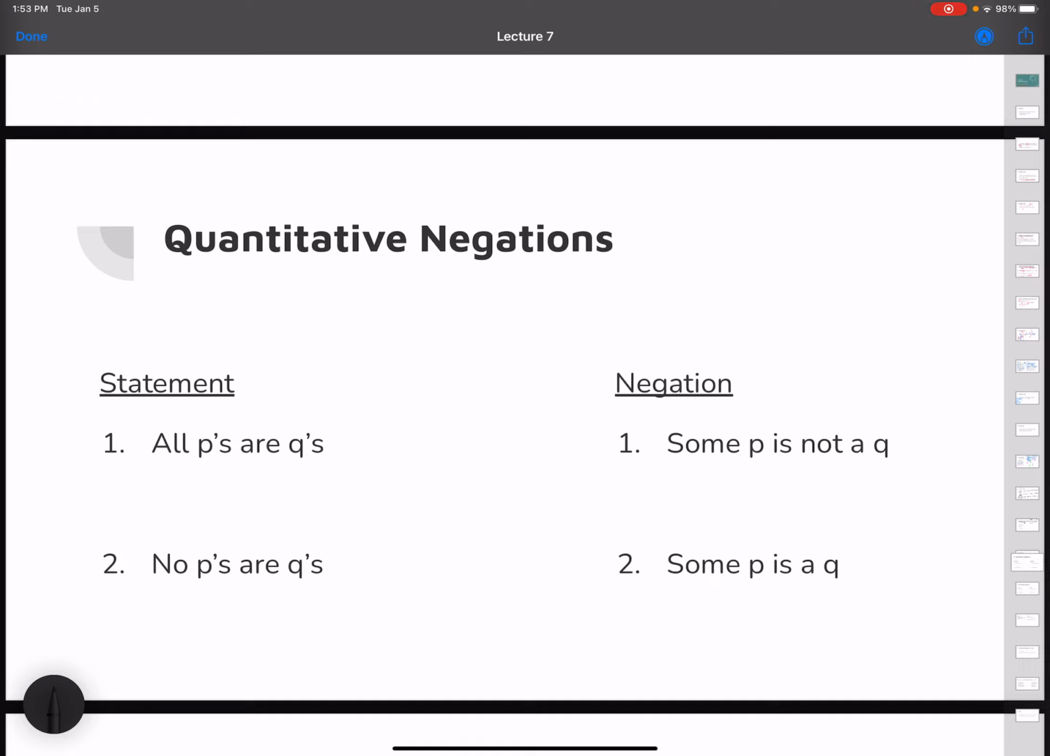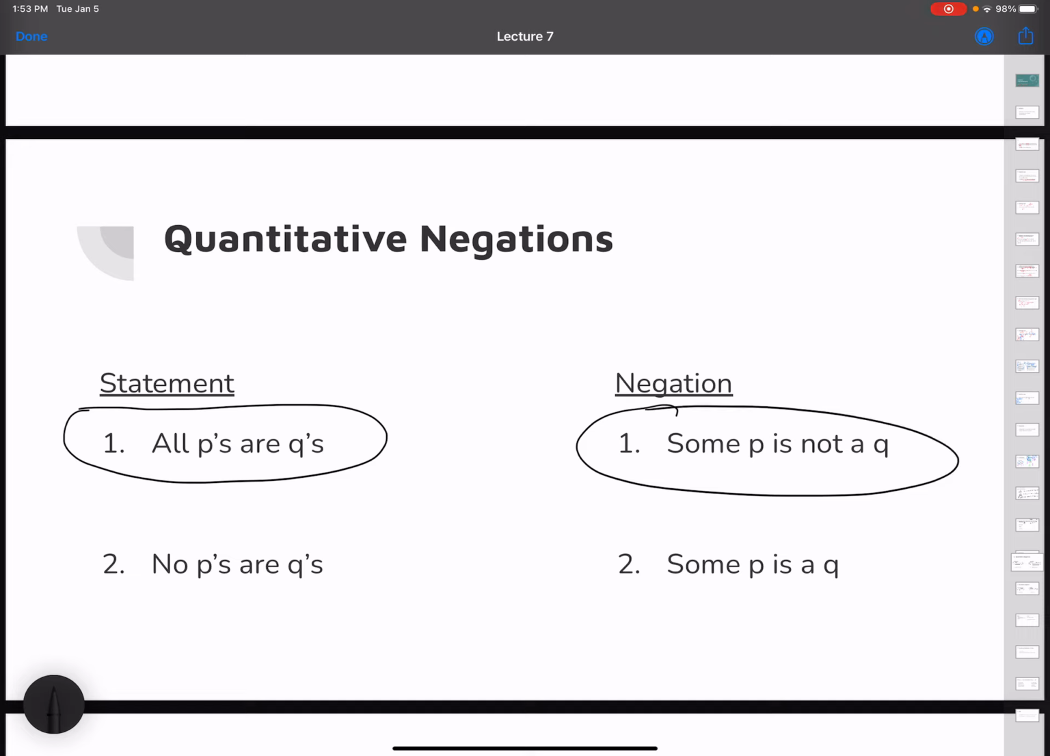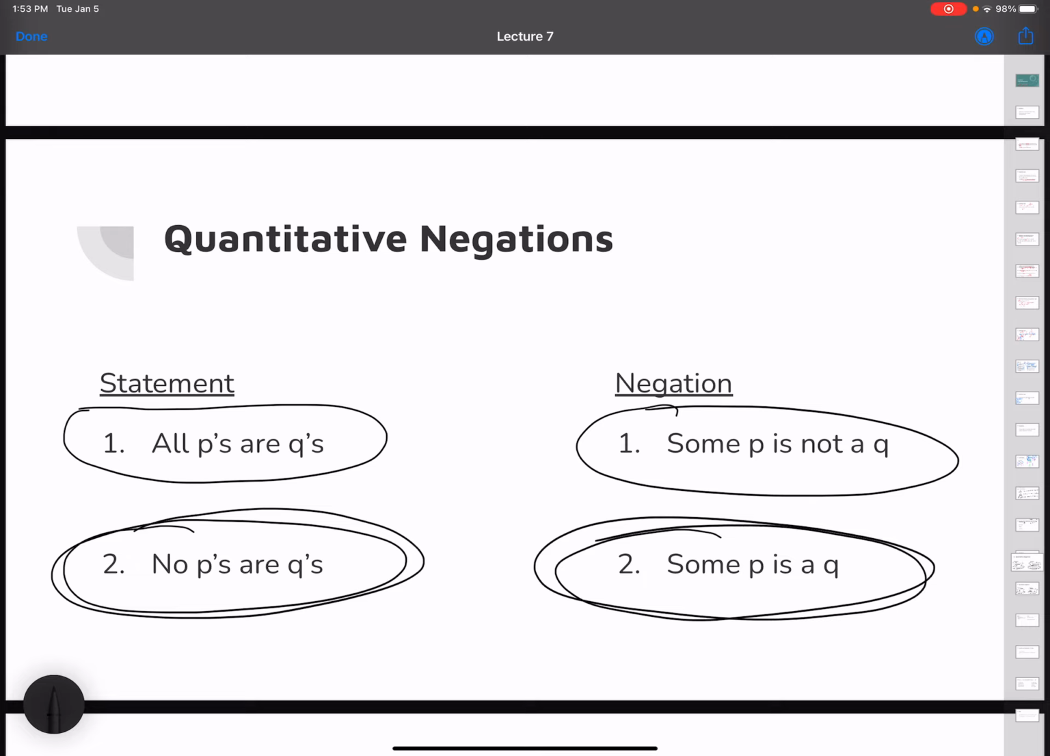And here it is written out a little bit nicer. If we have a statement, all P's are Q's, the negation is some P is not a Q. That's the negation. That would be proving the statement wrong. And then if the statement is no P's are Q's, the negation of that is some P is a Q.